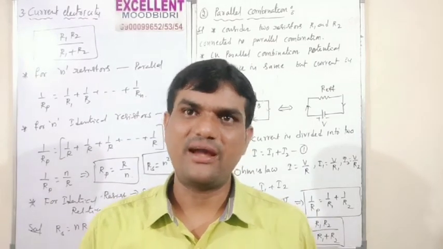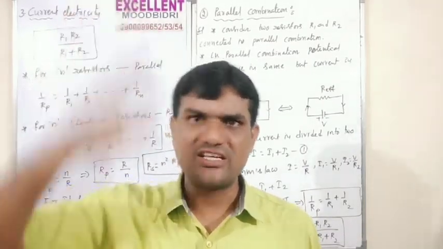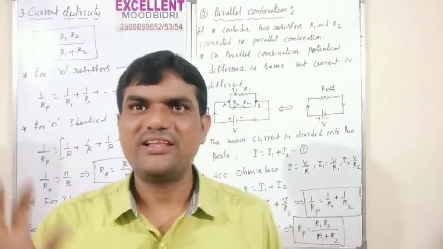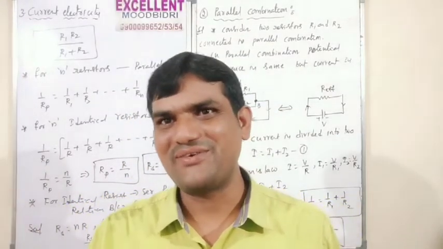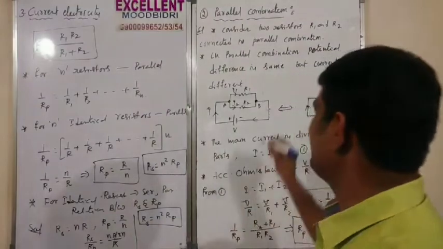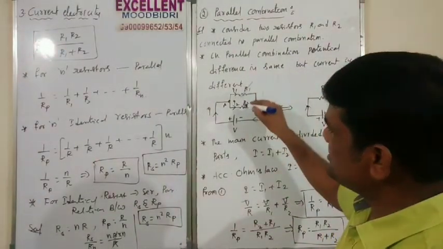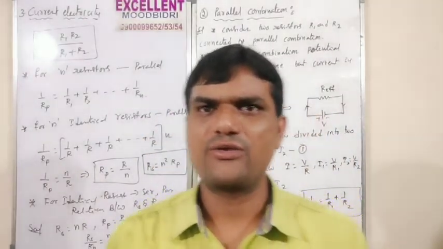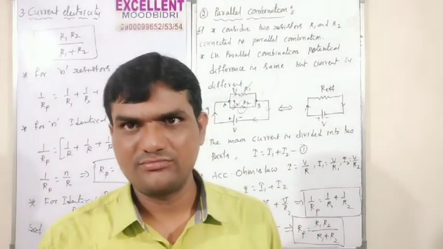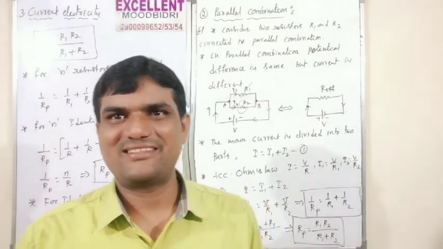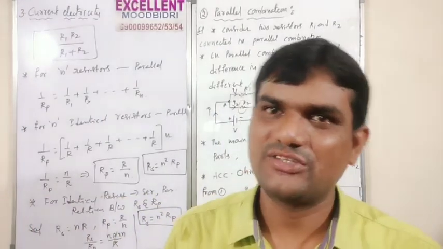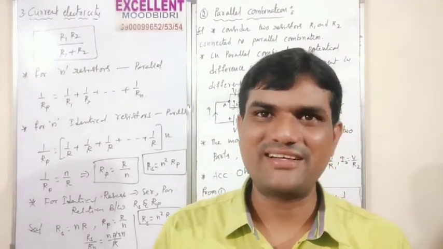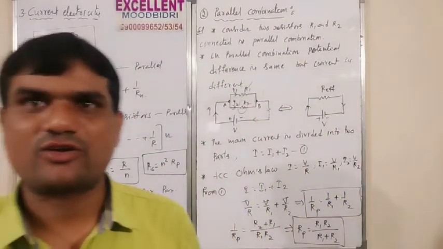But in parallel combination, suppose 10 bulbs are connected in parallel and one bulb is blown, failed. In that case, can the remaining 9 bulbs glow? Yes. Why? Because each circuit is individual. Here one bulb is spoiled, so the remaining bulbs can glow. So in series combination, when one bulb is spoiled, the remaining bulbs cannot glow. In parallel combination, it is not like that, because the circuit is not open. The circuit is closed. But in series combination, the circuit will be open. Okay, this is series combination as well as parallel combination. Next.